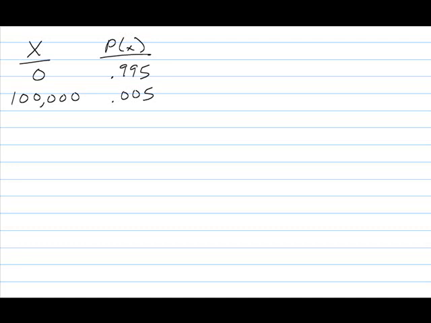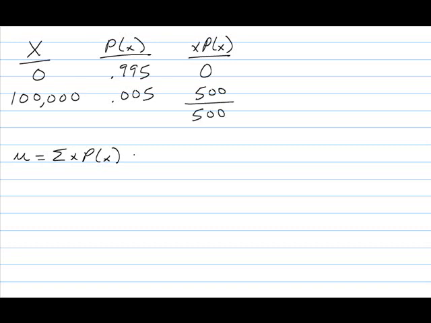We're going to start by calculating the mean. The mean, remember, is the sum of X times P of X. So in this case, just like the last, we're going to create a column X times P of X. 0 times 0.995 is 0. 100,000 times 0.005 is 500. We sum this and we get 500. So the mean in this case is simply 500.